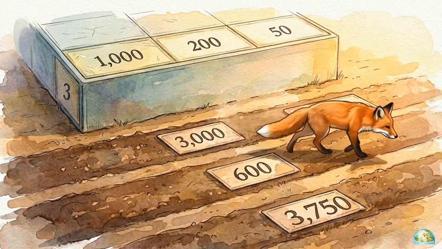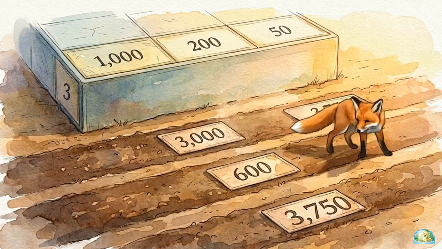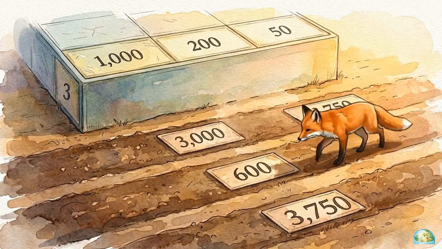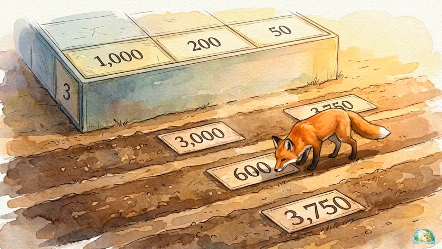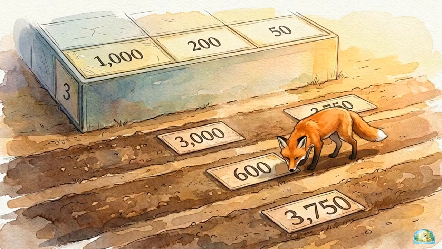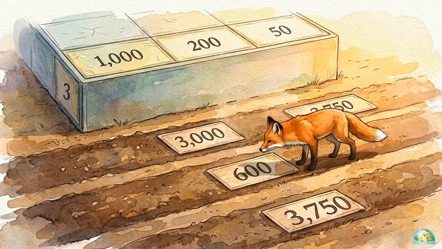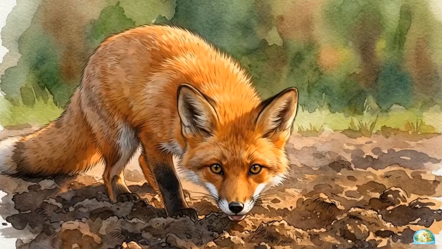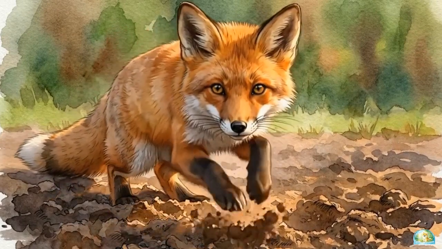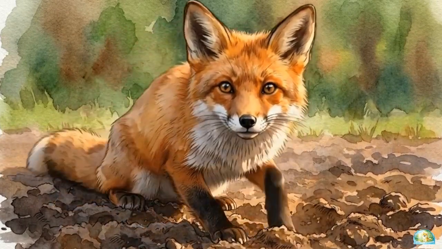3 times 200 is 600. 3 times 50 is 150. We combine these partial products, 3,000 plus 600 plus 150, and arrive at the final sum of 3,750. The process remains the same regardless of the number of digits involved. By splitting the work into place value pieces, you can reach the correct total for problems of any size.